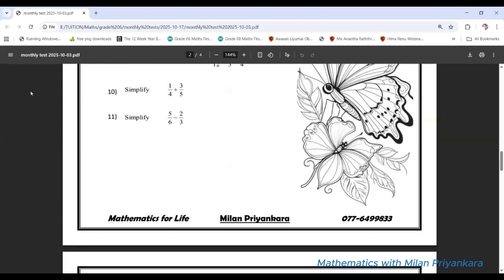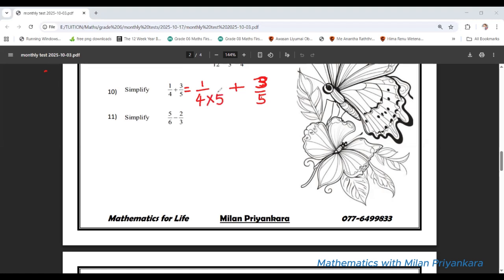Okay, and the last 2 questions. Simplify. Now when you have something like this, if we have to add or subtract 2 fractions, they must have common denominators. But if they do not have common denominators, what do we do? We make common denominators, right? Okay, 1 over 4 plus 3 over 5. Now what is the common denominator we can make? We can easily make 20.